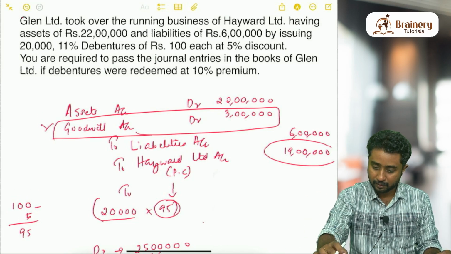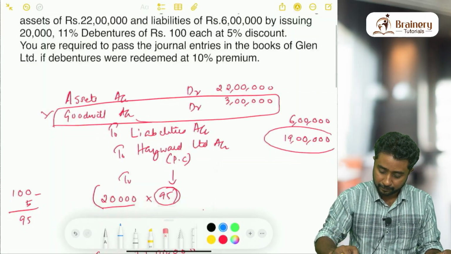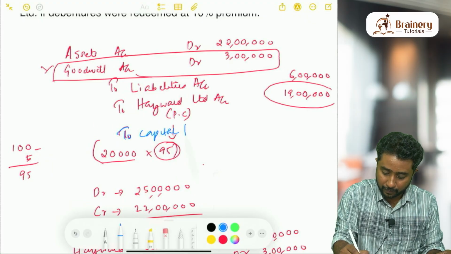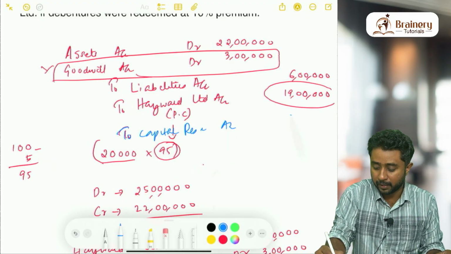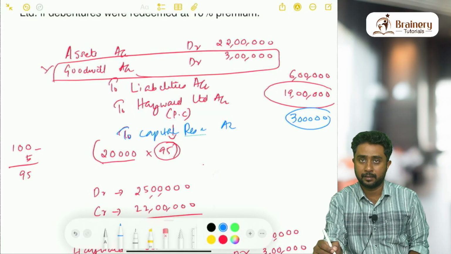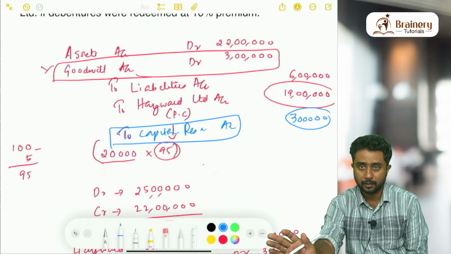I'll just change the color. We'll be mentioning it like 'to capital reserve' here, and we'll be writing 3 lakhs here if, suppose, the credit column total was less. Okay, that is how you have to do it here. So that is done. Clear?